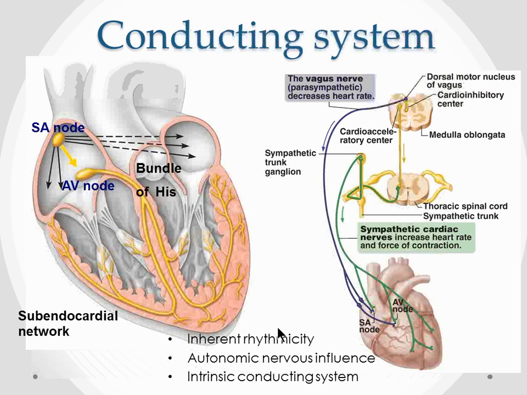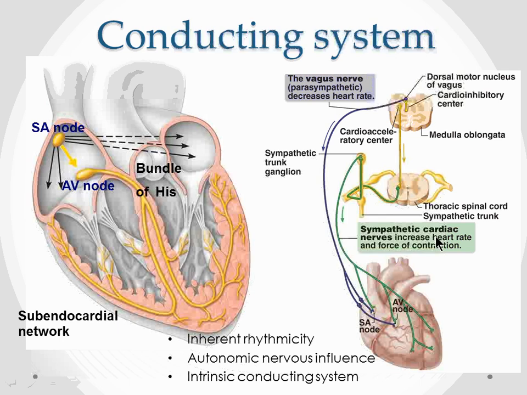Now the heart muscle, the myocardium, has an inherent rhythmicity. It is able to contract on its own, but it is influenced by the autonomic nervous system. And here in this picture you can see this autonomic nervous system has a parasympathetic part and a sympathetic part. The parasympathetic part decreases the heart rate. Through the vagus nerve it sends impulses and decreases the heart rate, so the heart rate from say 80 would come down to 60. It will bring it down.